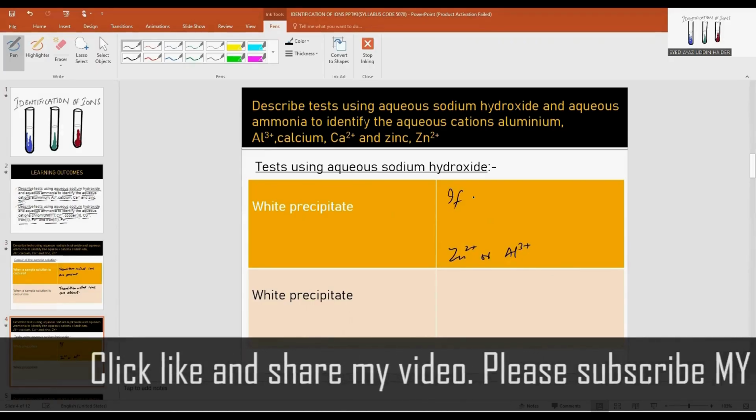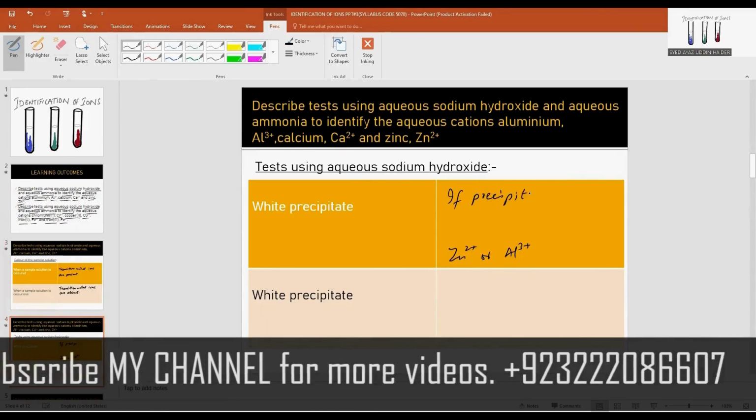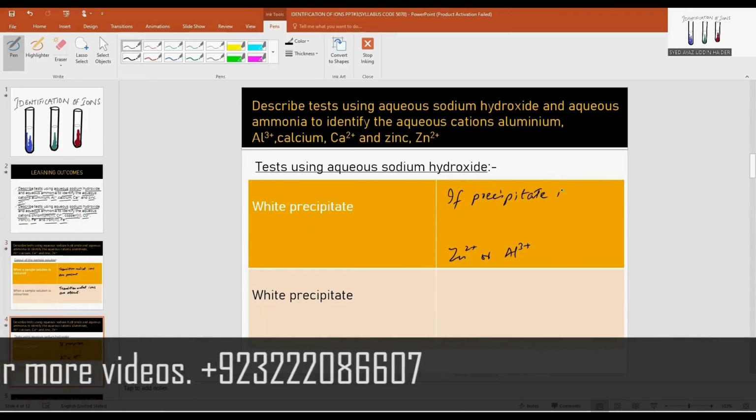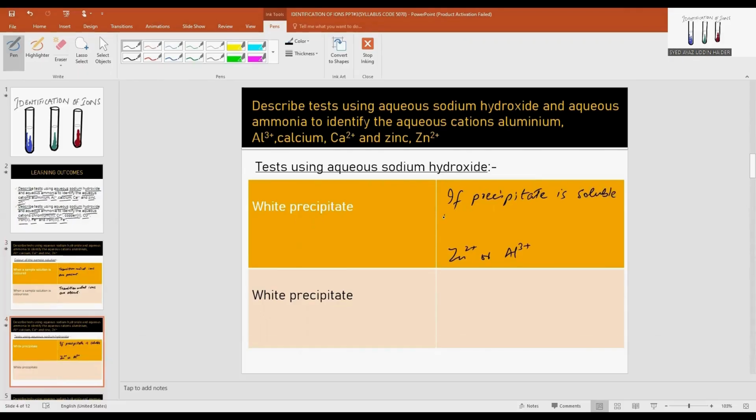If the precipitate is soluble in excess of aqueous sodium hydroxide.